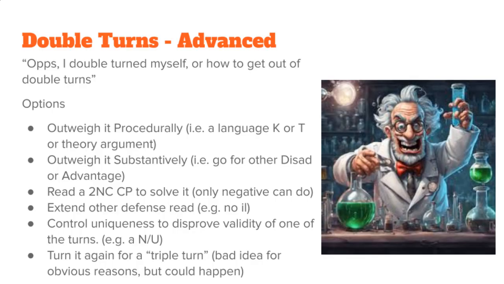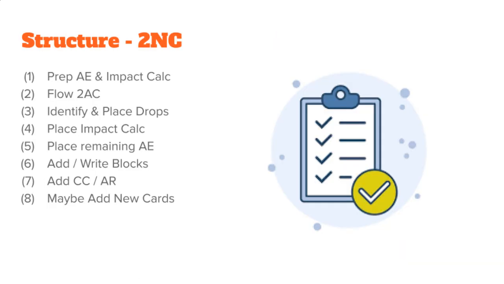It doesn't mean the round's lost. There are some very tricky ways to get out of double turns. I've listed them here. For novices, you don't really have to learn this. This is going to be more once you get to that JV varsity level where you've double turned yourself and you want to still win the round. This is kind of your code on how to do it. Okay, so this is a step-by-step process on how to execute disads.